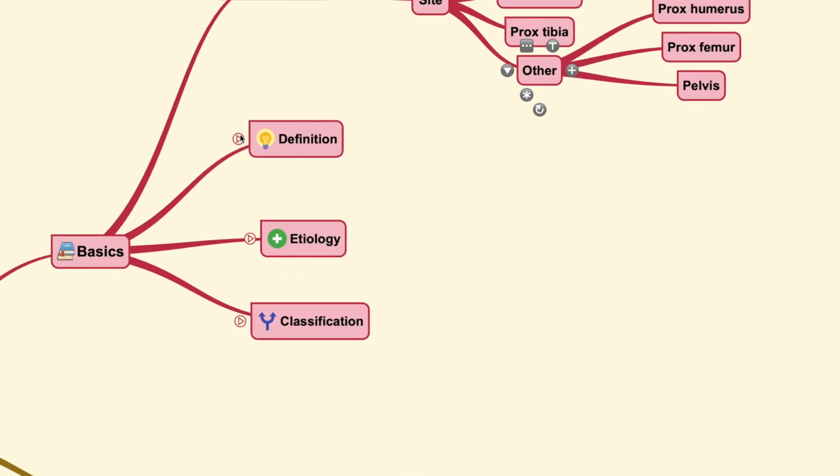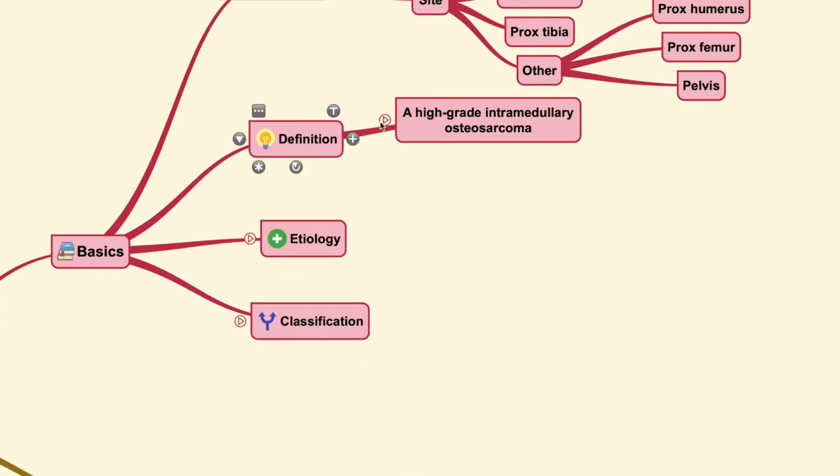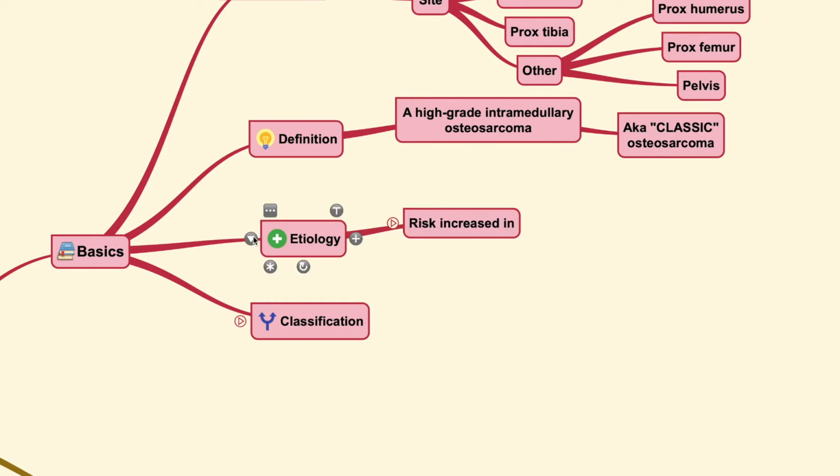Now, for the definition itself, we would say that osteosarcoma is a high-grade intramedullary osteosarcoma, also known as a classic osteosarcoma. These are just the other names that you should be familiar with.